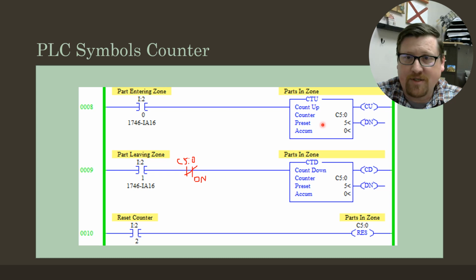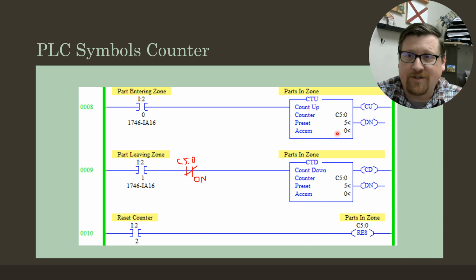We have the same preset, right? So I can change what I want for the done bit to come on at. Right now this done bit is going to come on when the accumulation reaches 5 or greater, right? It is greater than or equal to 5. And so that's what this is looking for.